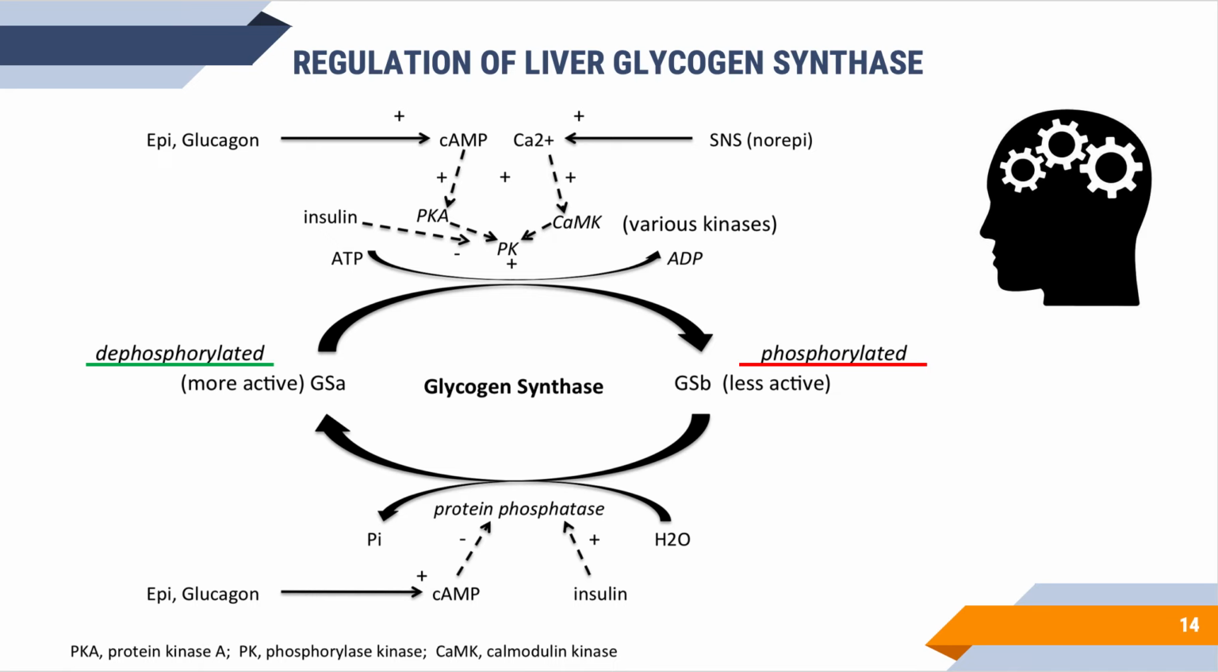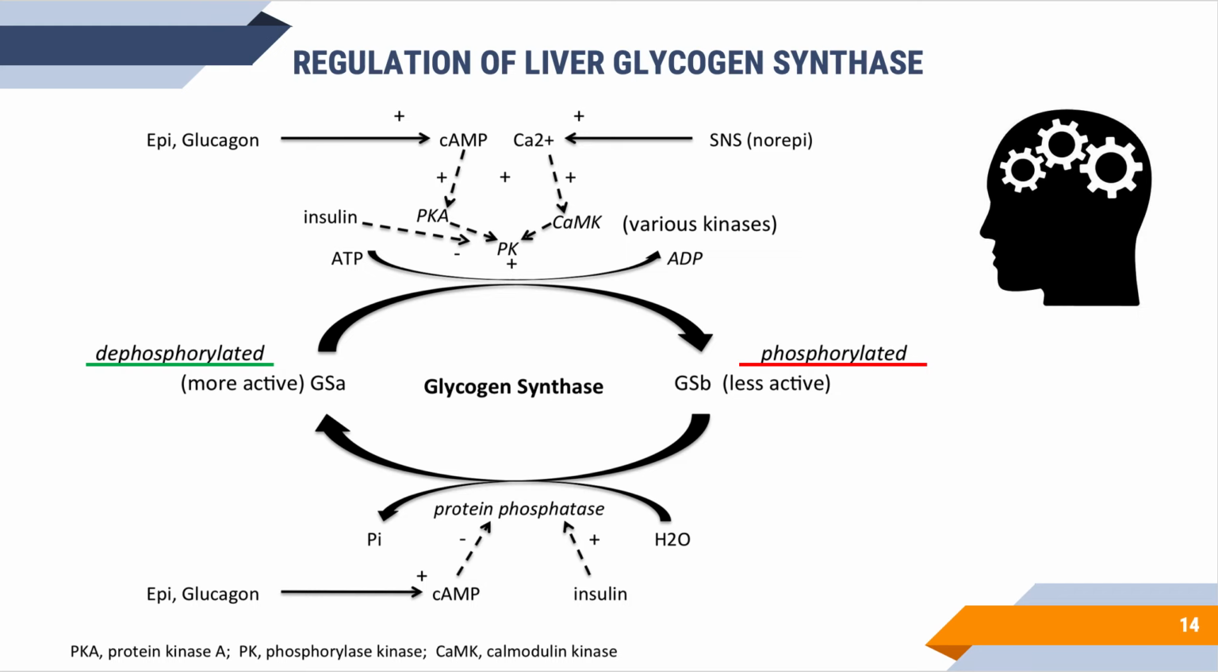So first and foremost, glycogen synthase, its role is to synthesize glycogen. So we want to build up glycogen with glycogen synthase. Glycogen synthase can exist in a more active or a less active form. The more active form is caused by dephosphorylation, and the less active form is caused by phosphorylation. So what we can do here is look at the different regulators of glycogen synthase and make sense of how they change glycogen synthase activity.